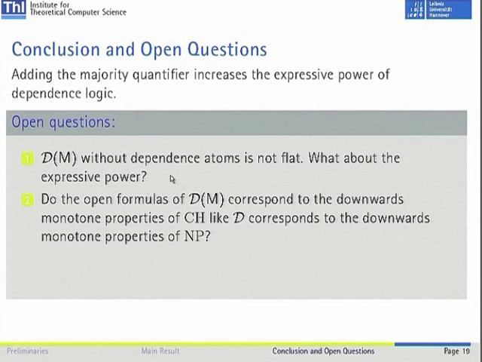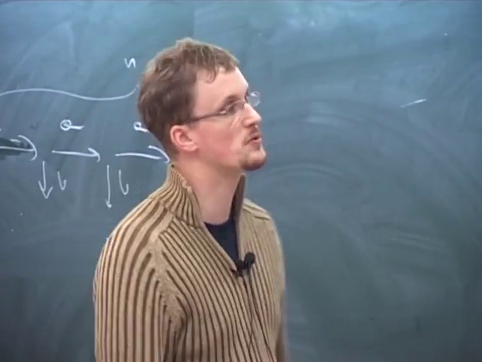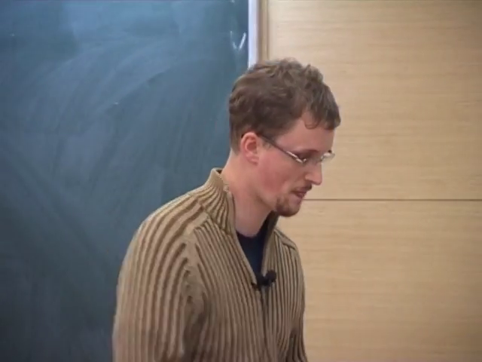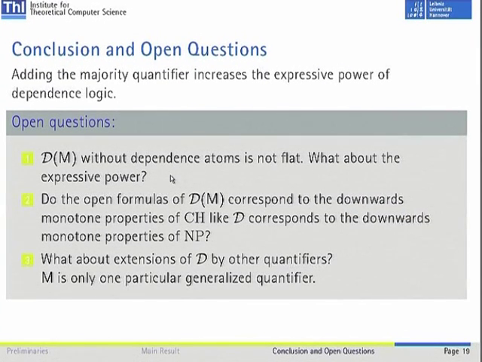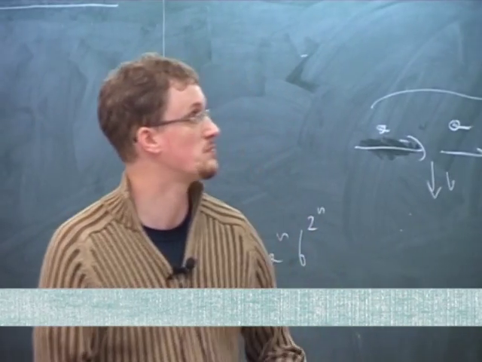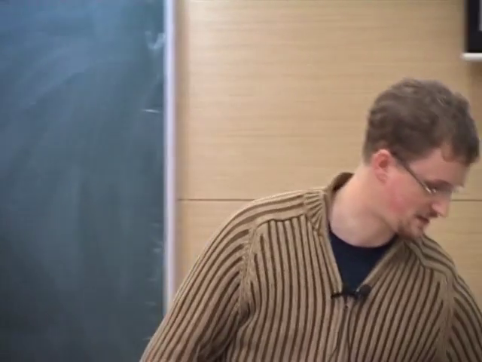We thought about that because in dependence logic, it's the case that the open formulas correspond to the downwards monotone properties of NP, which D is equivalent to. And finally, but I think this is the most interesting point, we have just defined one specific quantifier M. There are many, many ways to define other quantifiers, not by majority, but we can define those quantifiers in terms of Lindström quantifiers. And what about extensions of D by other quantifiers? That's, I think, the most important point. Okay, then that's it.